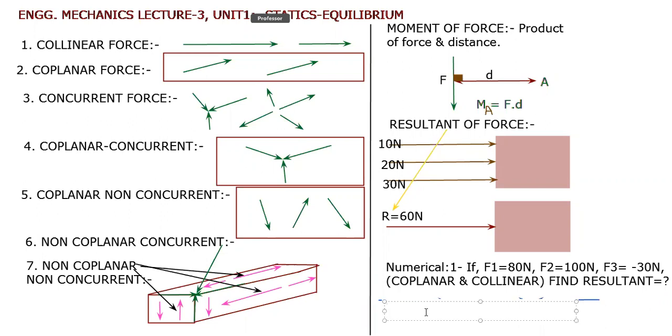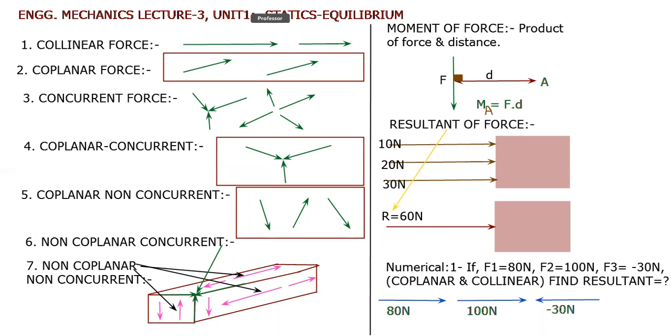Your first force is 80 Newton, second force is 100 Newton, and third force is minus 30 Newton. So we are going in a very simple language. So 100 plus 80, that is 180, minus 30 will be equal to 150.